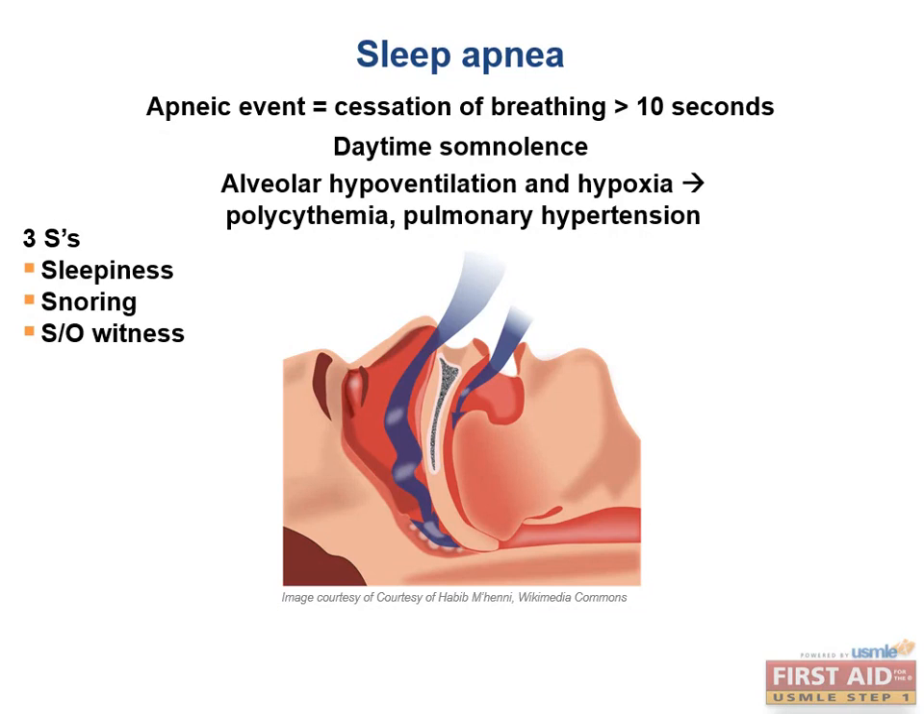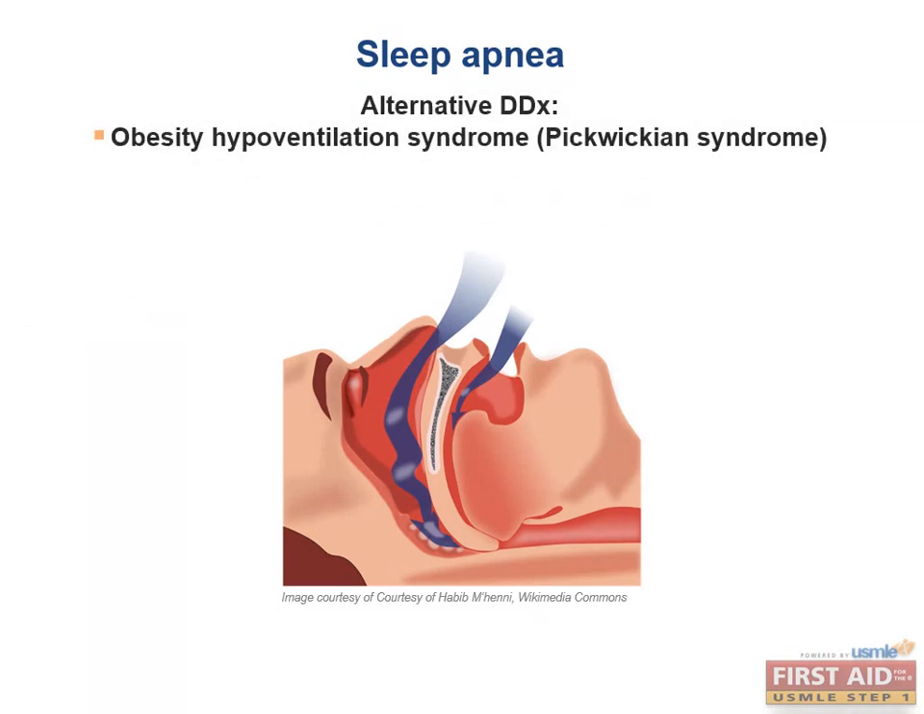When you see obese patients with daytime somnolence, you typically think of OSA, but these patients can have obesity hypoventilation syndrome separate from or in addition to OSA. This is also known as Pickwickian syndrome. How can you tell the difference?